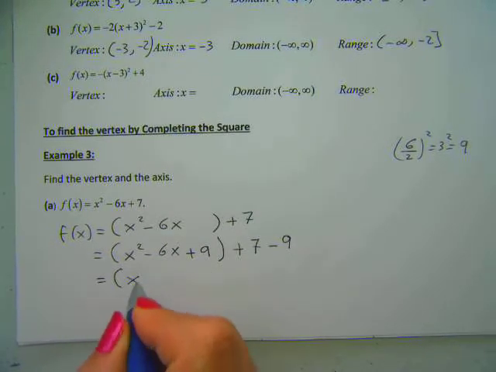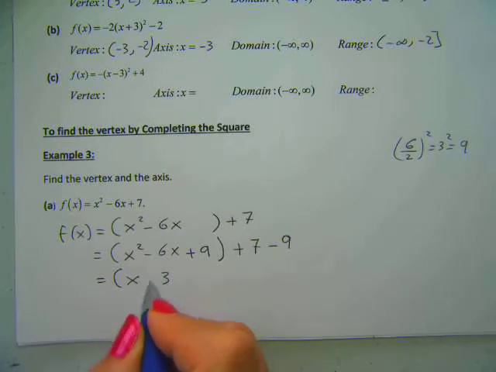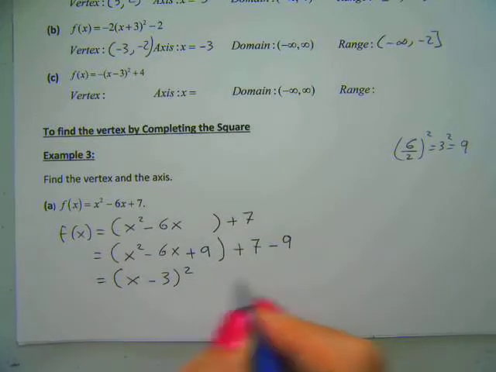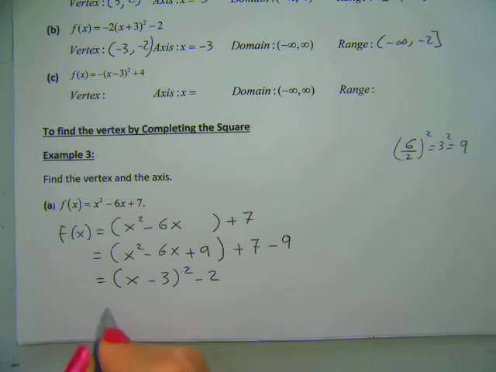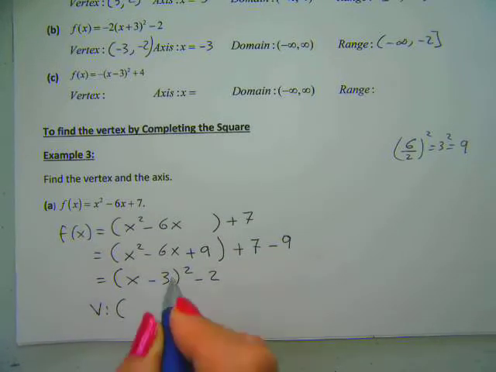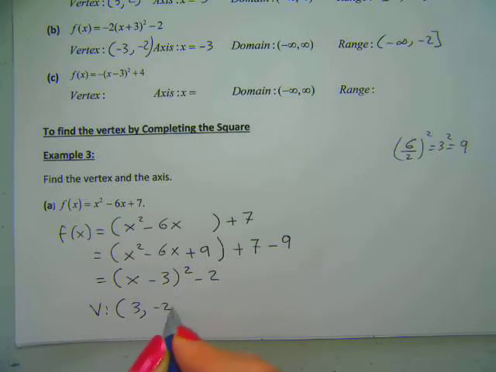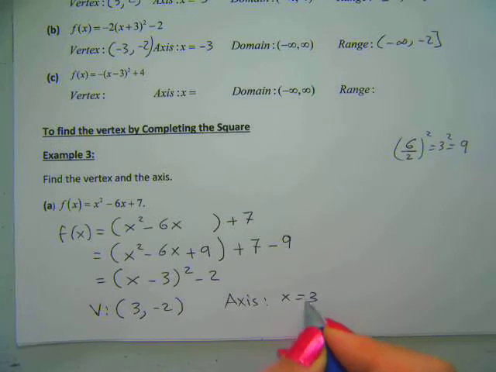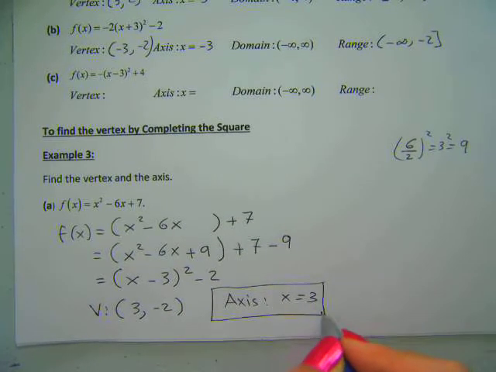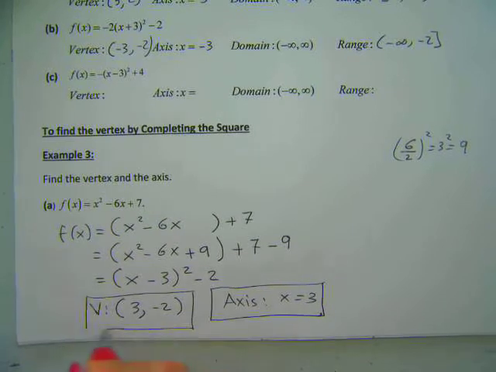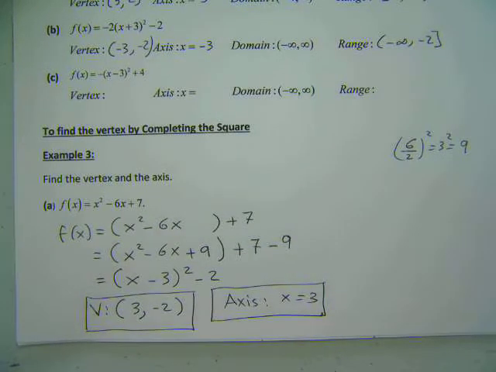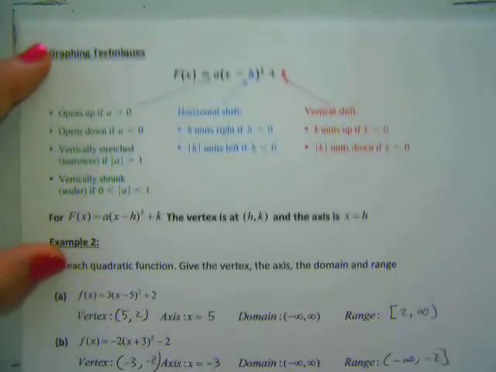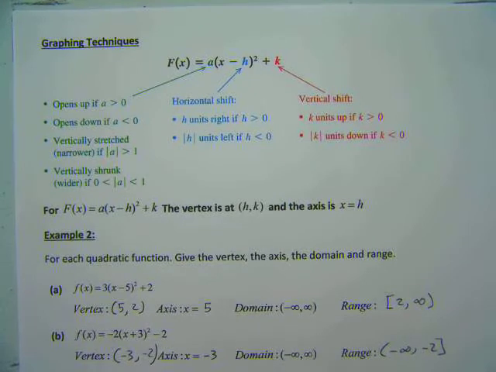Completing the square, square root of the first, square root of the last, the sign of the middle, squared, minus 2. You'll see now that it's easy to say that the vertex is at 3, negative 2, and the axis is x equal to 3. Okay, so this is how we do it by completing the square. So how about, let's do another one, and we'll do the harder ones in a minute.